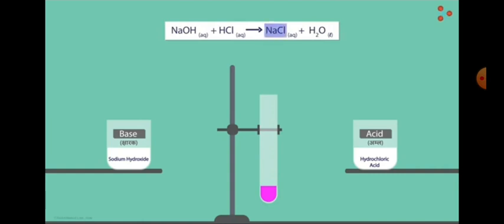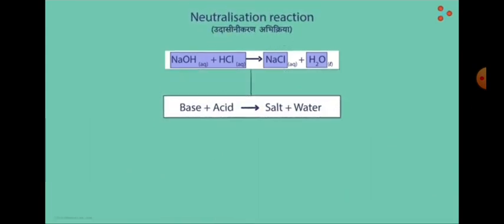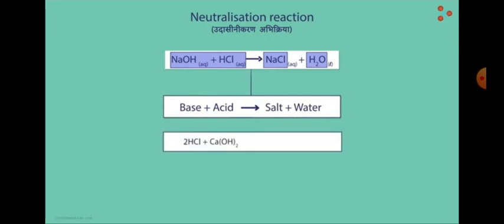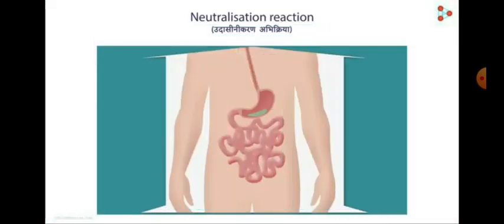So what can we generalize? Base sodium hydroxide plus acid hydrochloric acid react with each other to form the salt, that is sodium chloride, plus the formation of water. What reaction is it called, students? It is called a neutralization reaction. Base plus acid gives salt plus water. Here is one more example. Hydrochloric acid plus calcium hydroxide. You are going to get calcium chloride plus water.